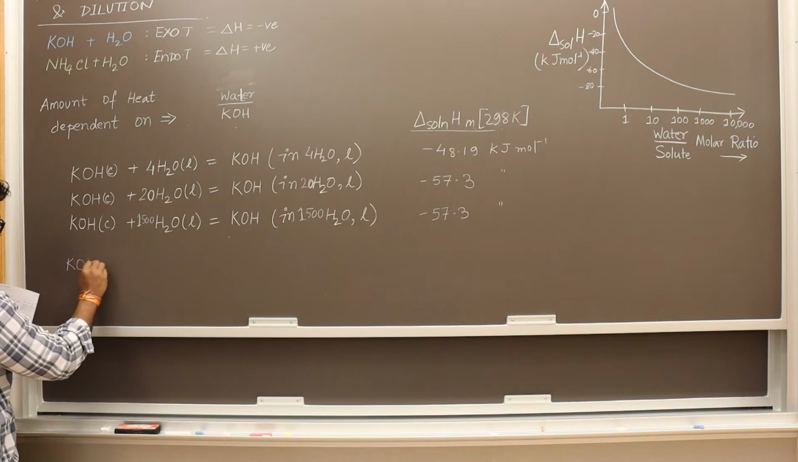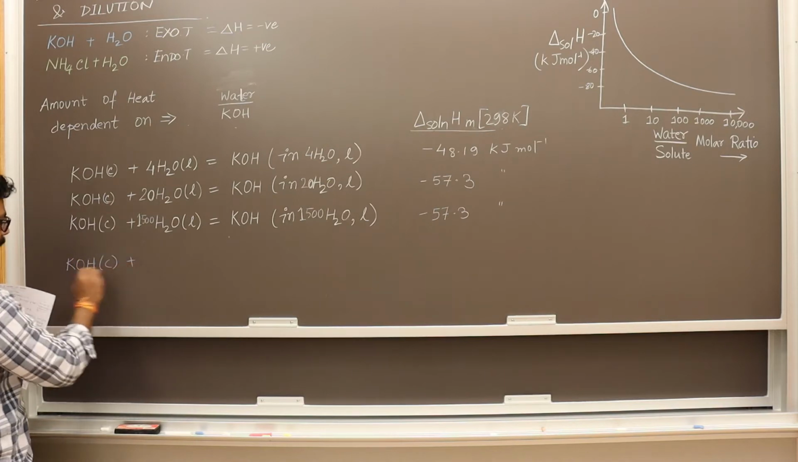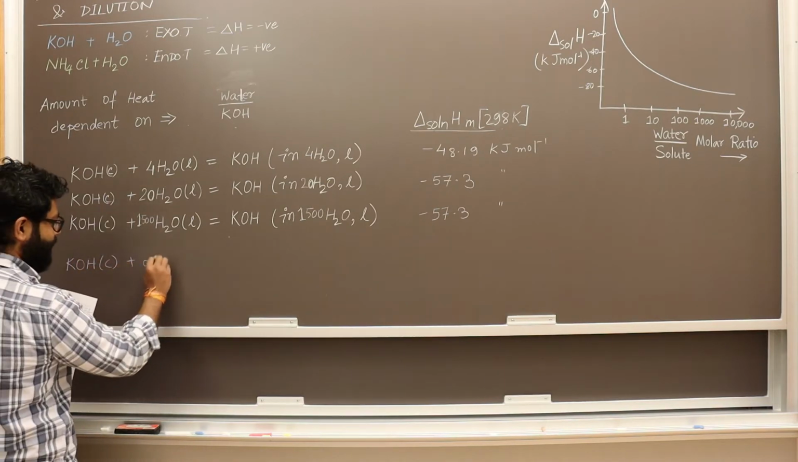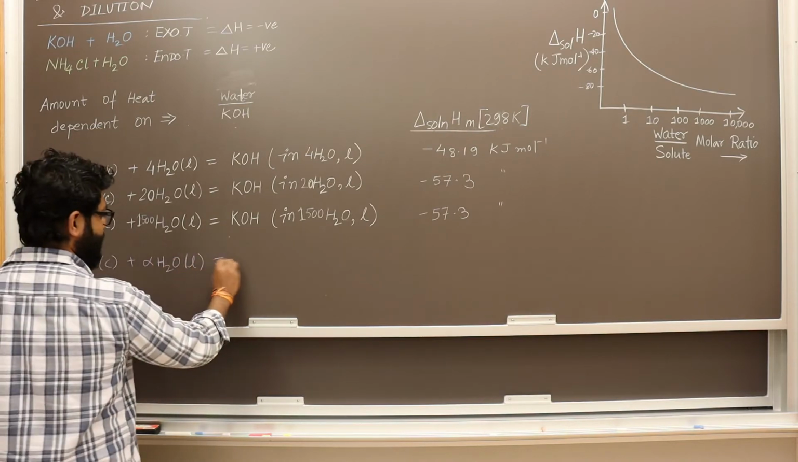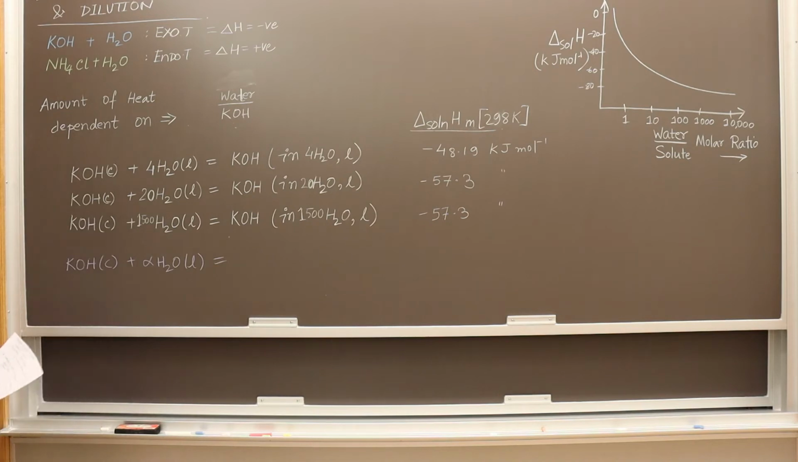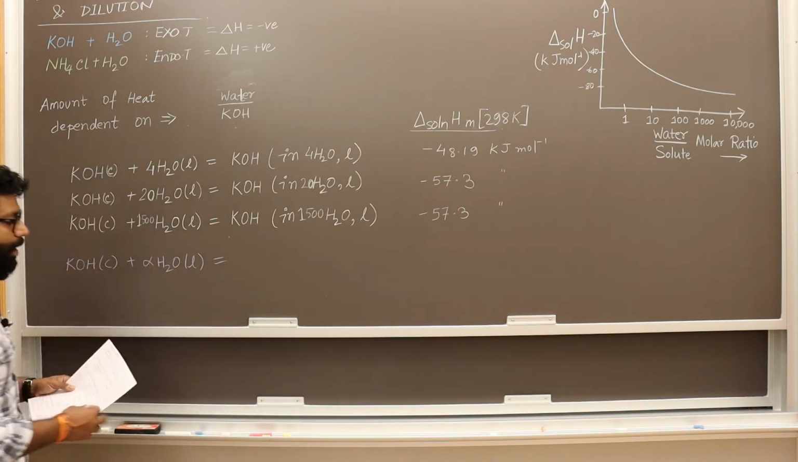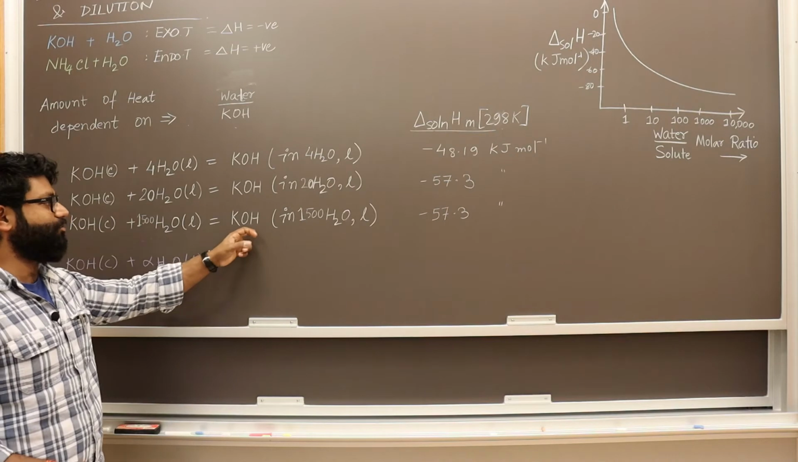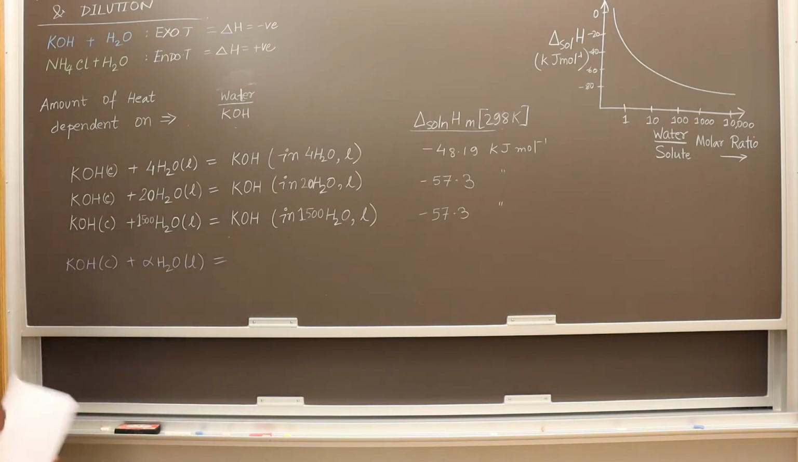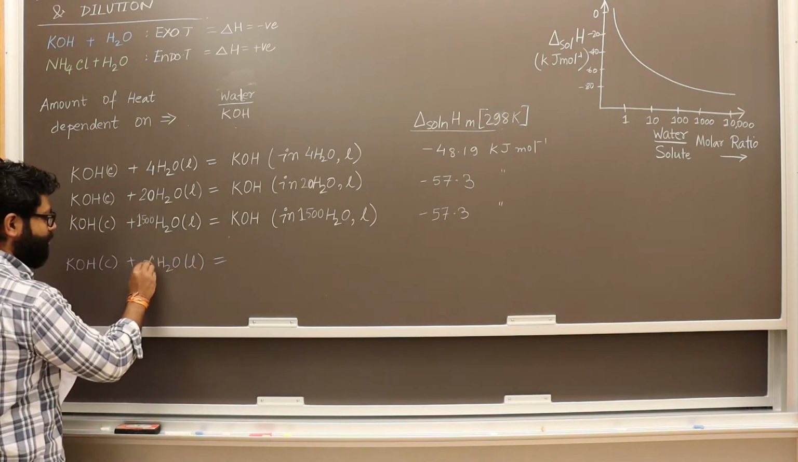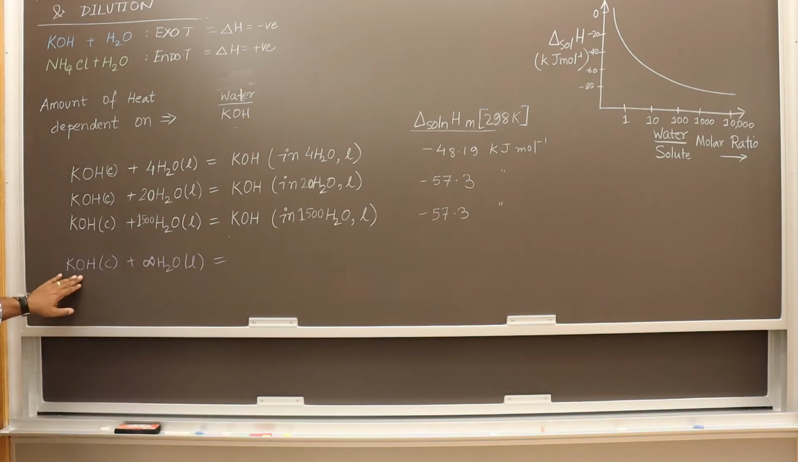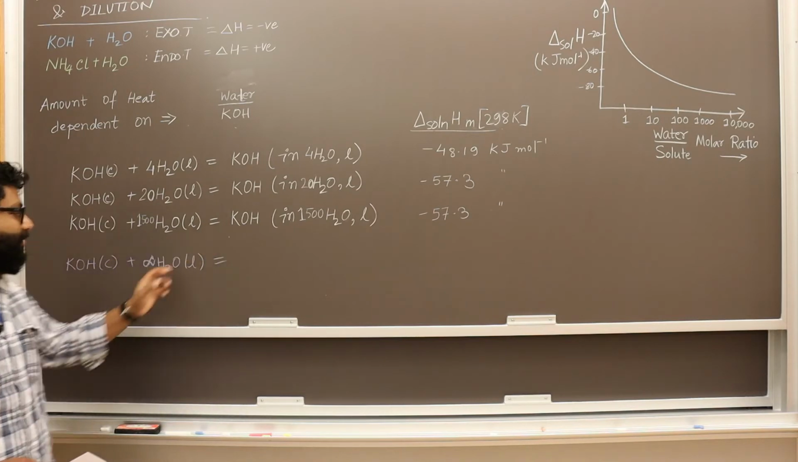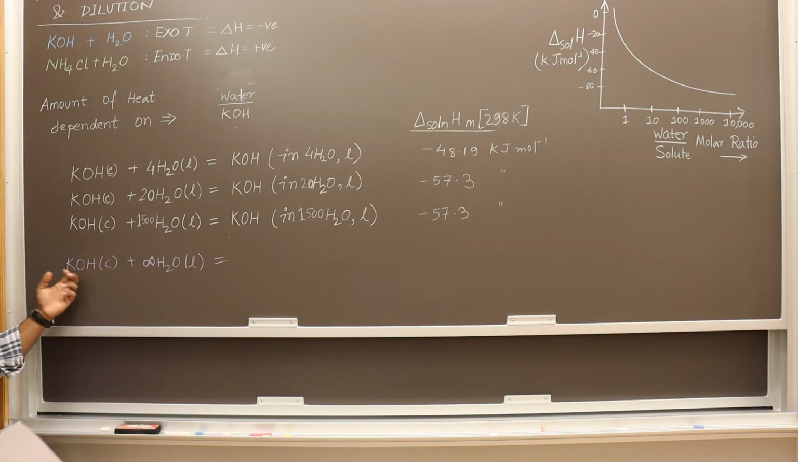So we have 1 mole of the solute, and we have infinite amounts of water, okay, liquid water. And we will form whatever that is on the product side. Now in here we wrote KOH, but whenever we have a huge amount of water in here, the KOH will now not be in the form of KOH. It will be dissociated into its constituent ions.